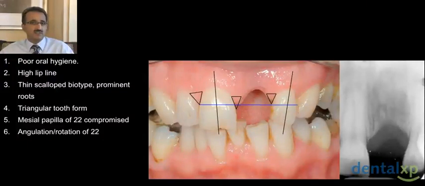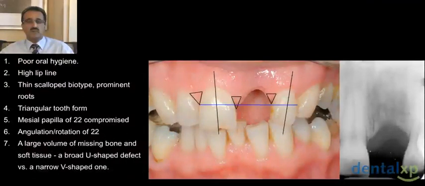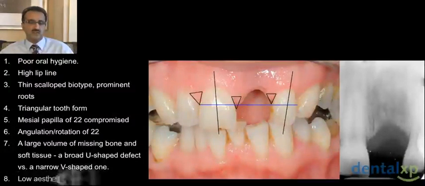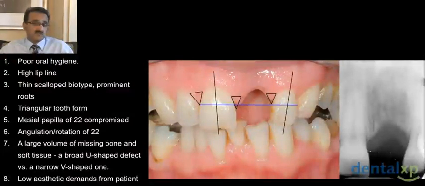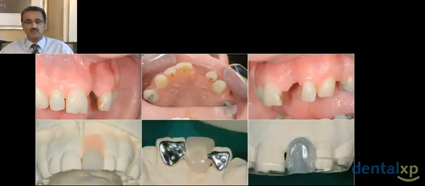We have a rotated and angled tooth, and we have a large volume of bone and soft tissue missing, which is evident from the photographs, particularly from the diagonal views, which show this broad U-shaped defect, which is more difficult to manage than a narrow one. On the plus side, we have low aesthetic demands from the patient, but that really doesn't factor in that much, because we know that once we start to treat these patients, their dental IQ always lifts and they start to become more demanding, and certainly with a high lip line, we need to get it right. So let's look at what we do.